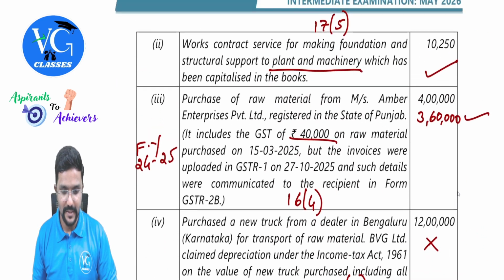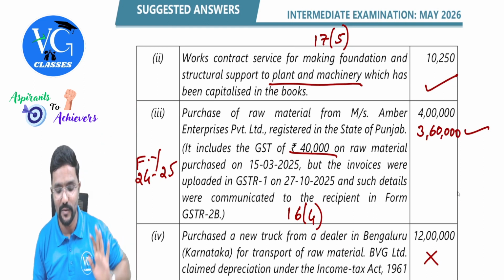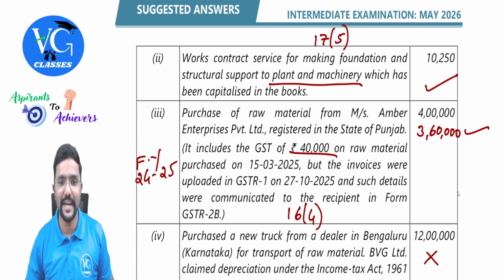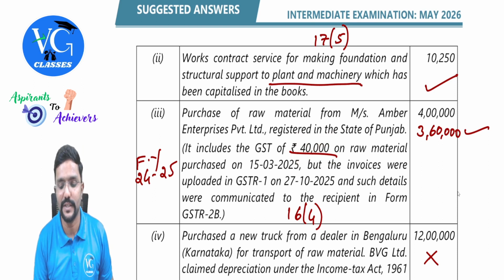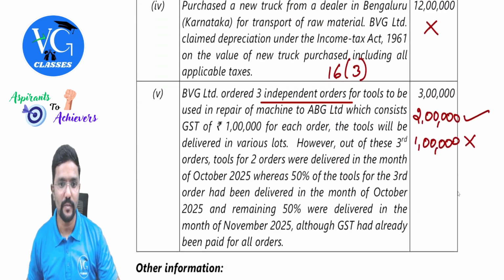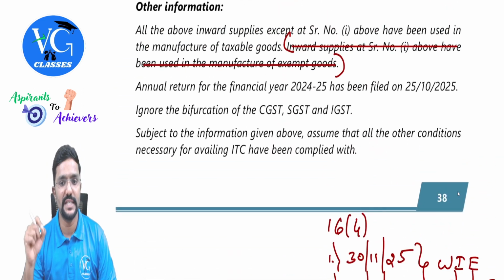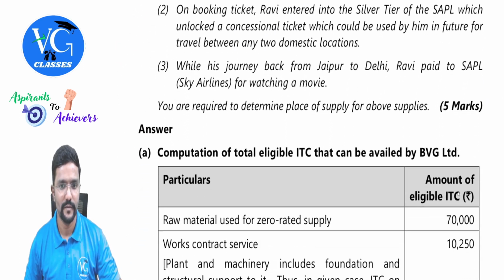Whereas the details of this is given by the supplier in his GSTR-1 only on 27th October, after the expiry of the time period. So that means there is no credit available for this 40,000, guys. Only on 3,60,000 credit is available. Okay, sir. Then ignore the bifurcation of CGST, SGST and IGST subject to the information given above. Assume that all other conditions necessary for availing the ITC have been complied with. Okay, sure. We will see the solution.